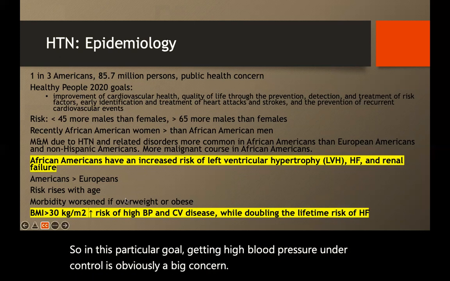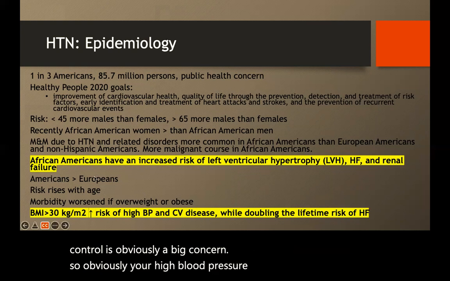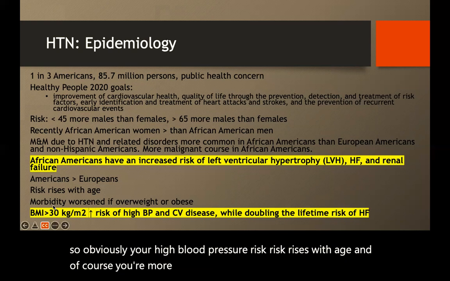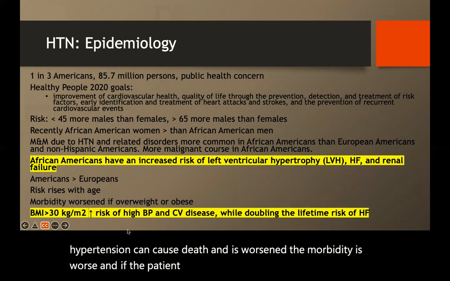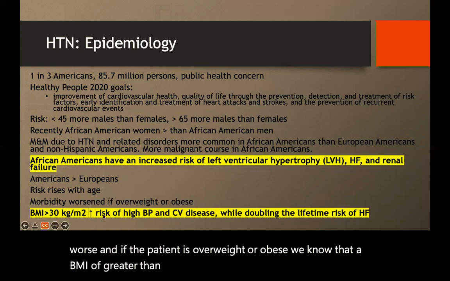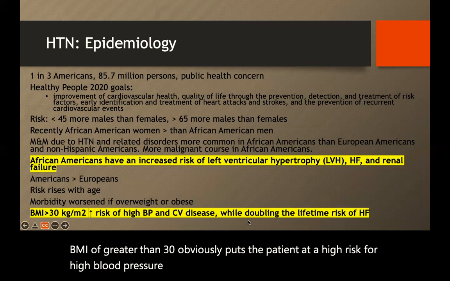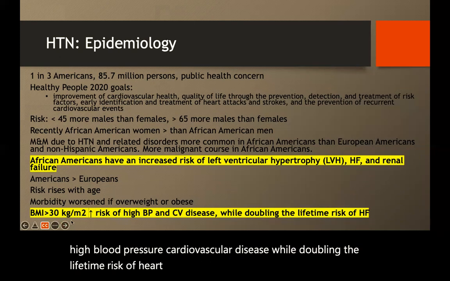So obviously your high blood pressure risk rises with age. And of course, hypertension can cause death, and the morbidity is worsened if the patient is overweight or obese. We know that a BMI of greater than 30 puts the patient at a high risk for high blood pressure and cardiovascular disease, while doubling the lifetime risk of heart failure. That's a big, big thing.